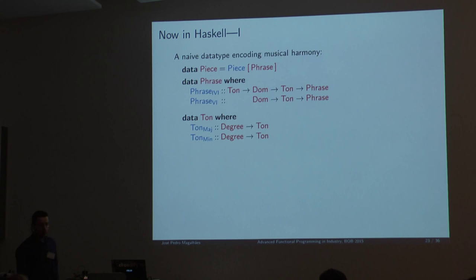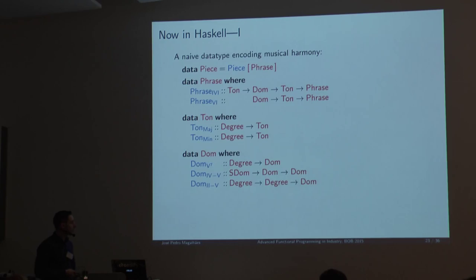Tonics, we had two tonics, the major and the minor one. There were a couple of dominants, etc. This kind of works, but it's not what I want, because this is not type safe enough. So you can see now that there's nothing preventing me from putting whatever degree I want in the major or minor. Each of them builds a tonic, and these tonics are indistinguishable from the outside.